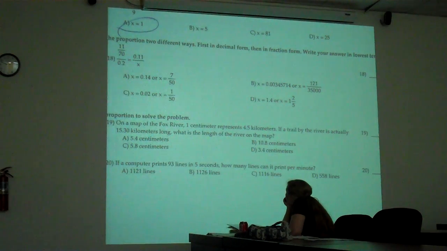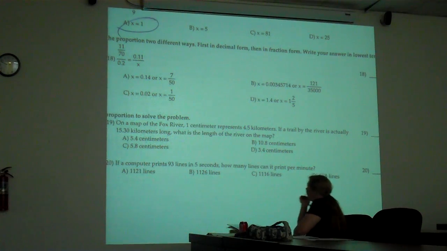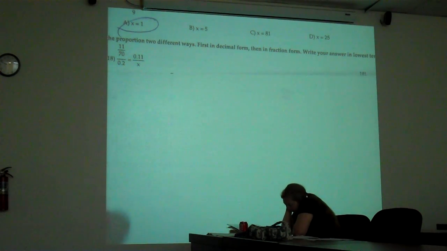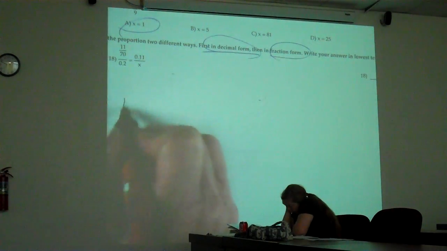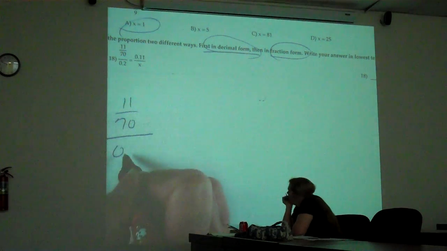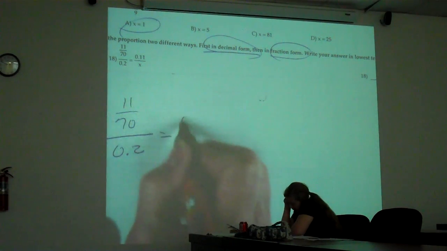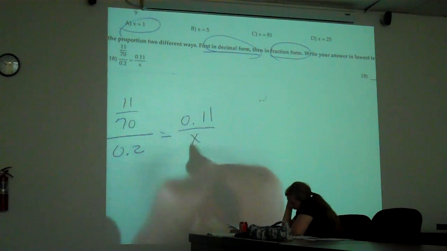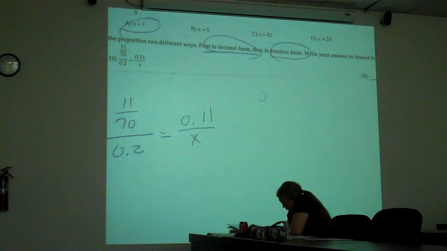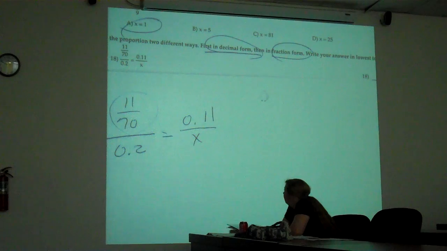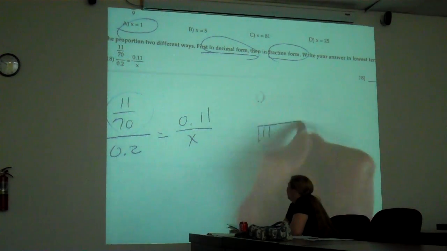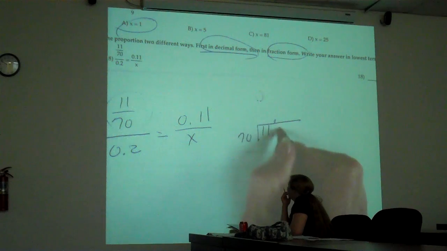Number 18. Okay, we have 11 over 70 over 0.2 equals 0.11 over x. It's telling you to do it 2 ways, a decimal form and a fraction form. Oh, they want us to do it 2 ways. How are you going to turn this into a decimal? 11 divided by 70.